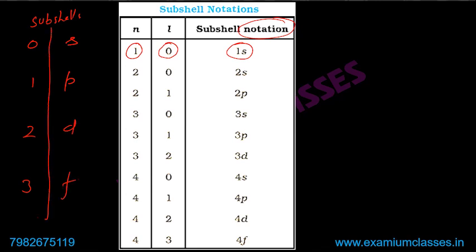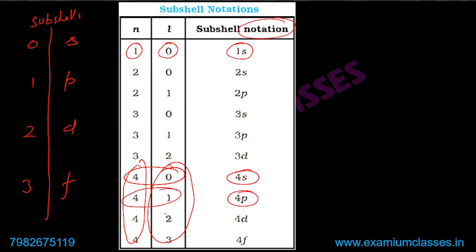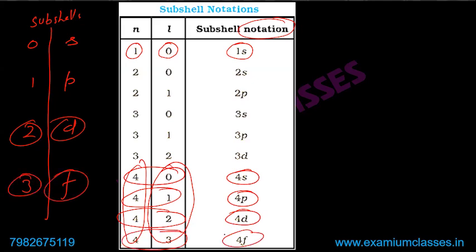Corresponding letters. If I talk about n equals 2, there will be two subshells, 0 and 1. For n equals 3, there will be three subshells, 0, 1, 2. For n equals 4, there will be four subshells, 0, 1, 2, 3. And those subshells will be represented as 4 and 0, 4s; 4 and 1, 4p; 4 and 2, 2 is d, 4d; 4 and 3, 3 is f, 4f.